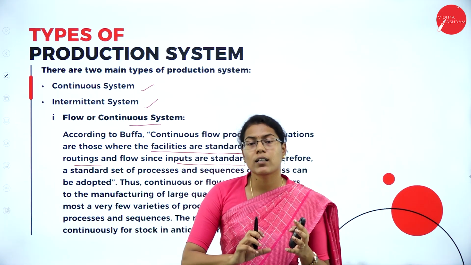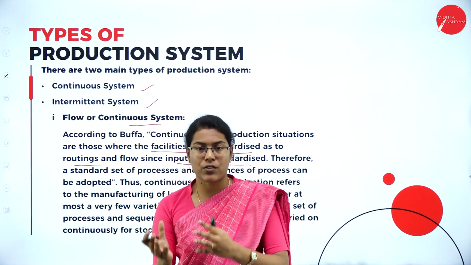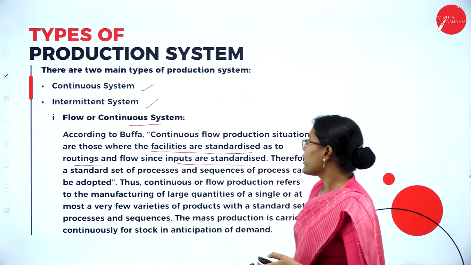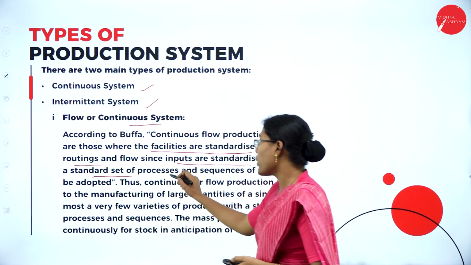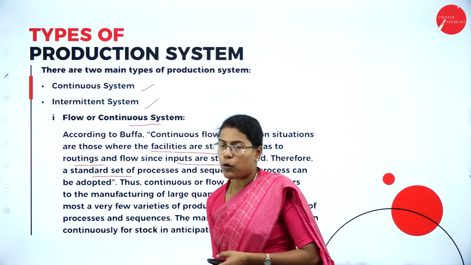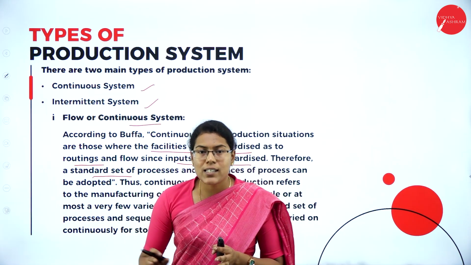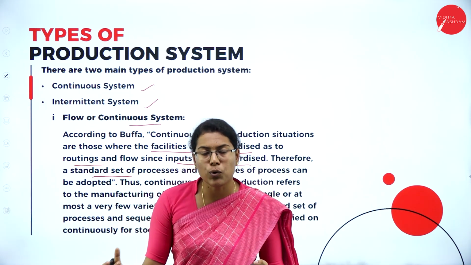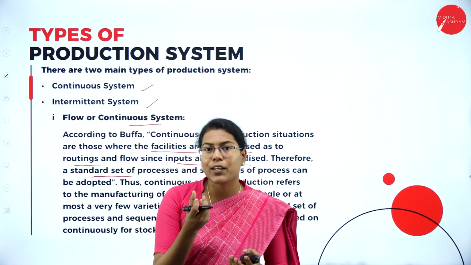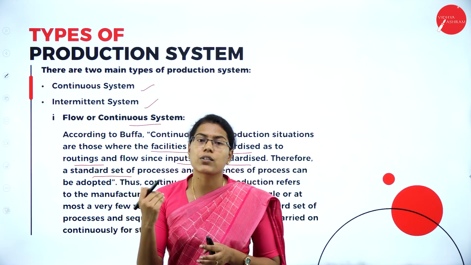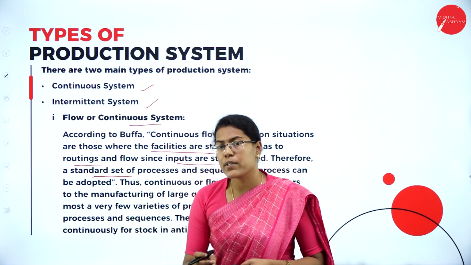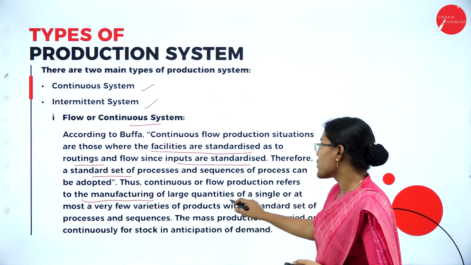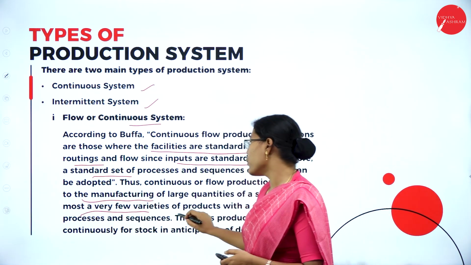That means here the inputs, like the various parts that are involved to manufacture a car, or the parts that are used to manufacture a bike, are all standardized. Therefore, in a continuous system, a standard set of process and sequence of process can be adopted. That means, in simple words, a continuous production system is where there is a standardized route for how a product has to move, and that is because even the inputs that are used for producing such kind of products are also standardized. And here the production happens continuously, and there is a continuous or flow production for the manufacturing of large quantities of a single or a few varieties of products.